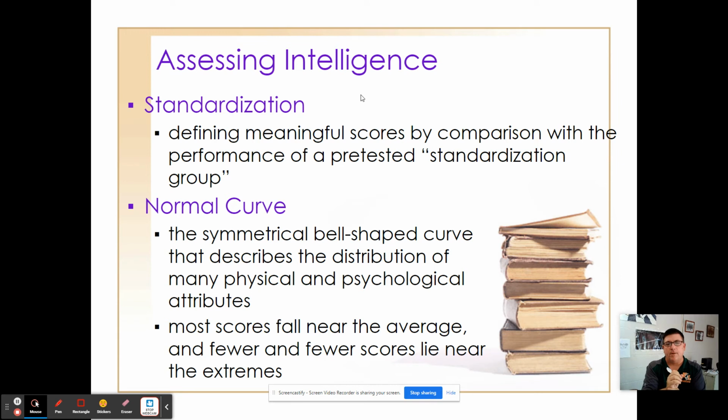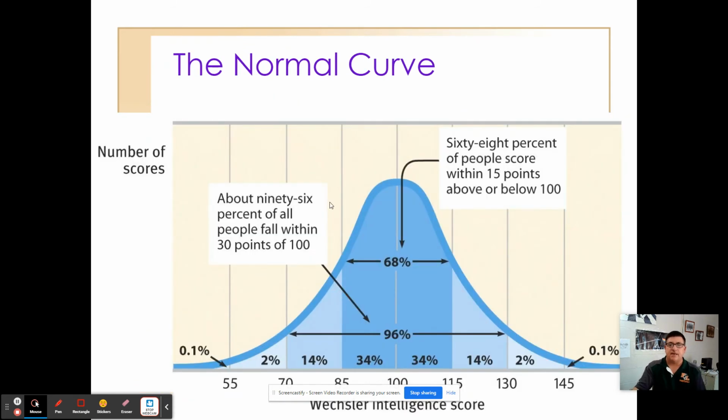So that's very important. The normal curve is what you know as that bell curve, the bell-shaped curve that distributes scores of people. Most fall near the average and fewer fall at the extremes, as you can see from this. That's a big 68% of people fall in that middle area. All right. And then you get your extremes.